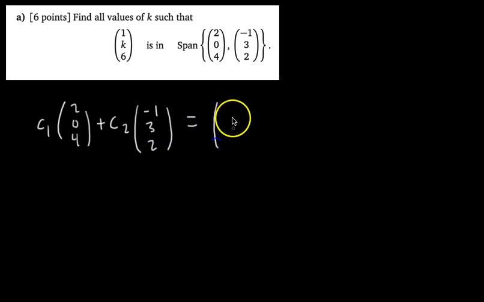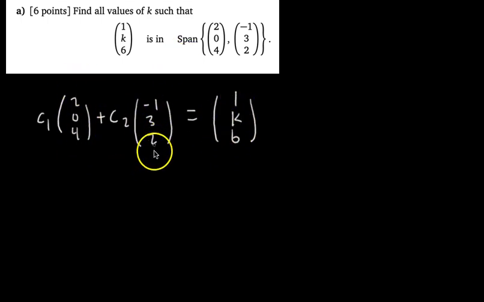Well, you can write (2, 0, 4) times some constant plus (-1, 3, 2) times some constant, and then that would have to equal (1, k, 6) if you were going to write (1, k, 6) as a linear combination of these two vectors. So here's a general form, and we want to pick a k that makes it possible to pick some c1 and c2 that would satisfy this equation. If that were true, then (1, k, 6) would be in the span of (2, 0, 4) and (-1, 3, 2).